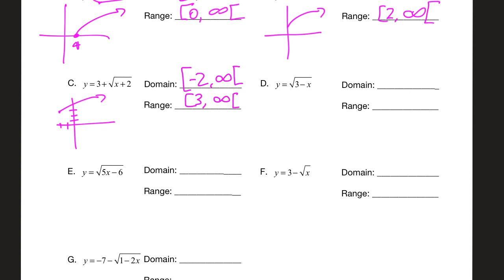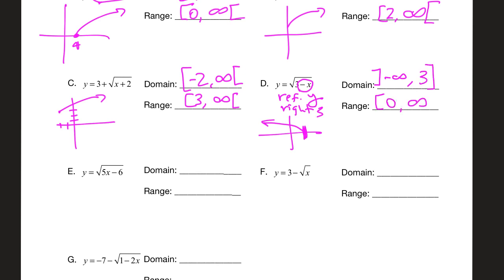Okay, now this one kind of depends on you remembering a lesson from last week. Because of the negative right in front of this x, this has been reflected over the y, and it's been moved to the right 3. So it looks something like that. Again, no graph paper or anything, just a general sketch. But the domain now goes from -infinity and it tops out right here at 3. And the range goes from 0 to positive infinity.